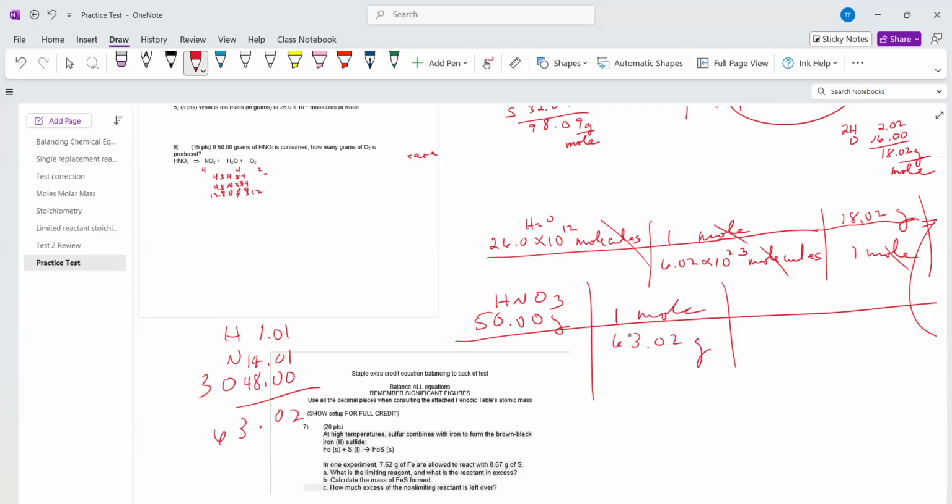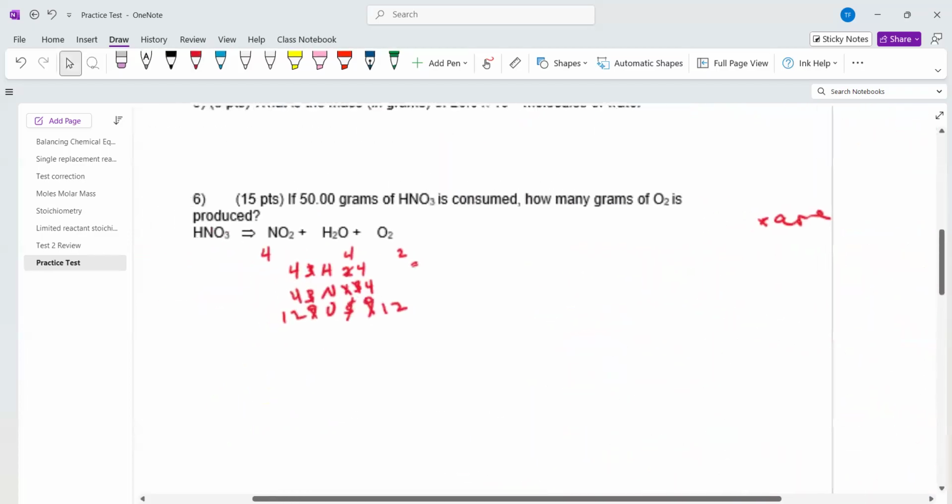The ratio of nitric acid to O2. So O2 is going to be on the top, nitric acid on the bottom. So we've got from the balanced equation. Everything's moved all over the place here.